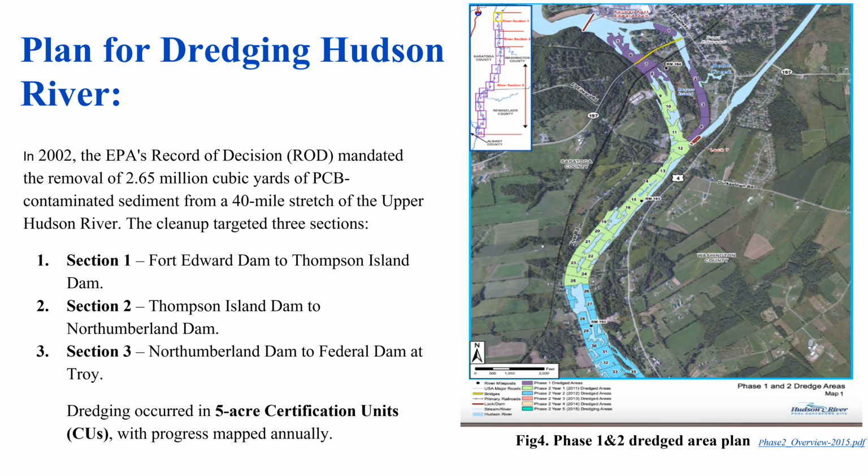There were three sections divided. Section 1 comprises Fort Edward Dam to Thompson Island Dam. Section 2 comprises Thompson Island Dam to Northumberland Dam, and Section 3 comprises Northumberland Dam to Federal Dam at Shaw. The dredging occurred in areas of 5-acre certification units, with the progress to be mapped annually.